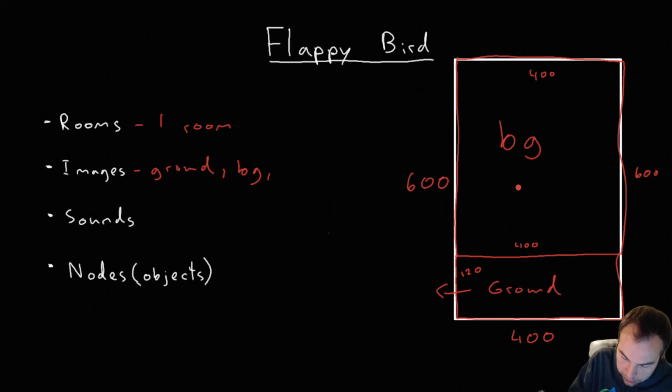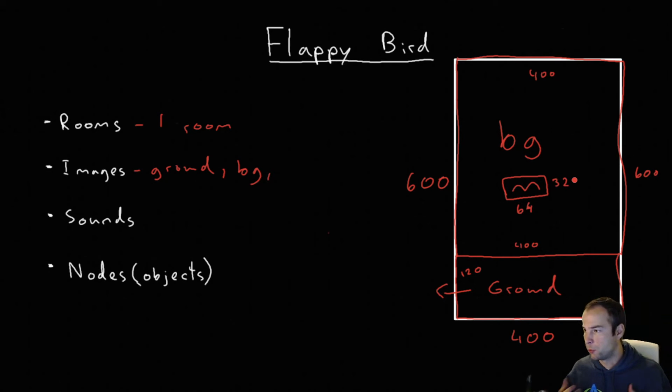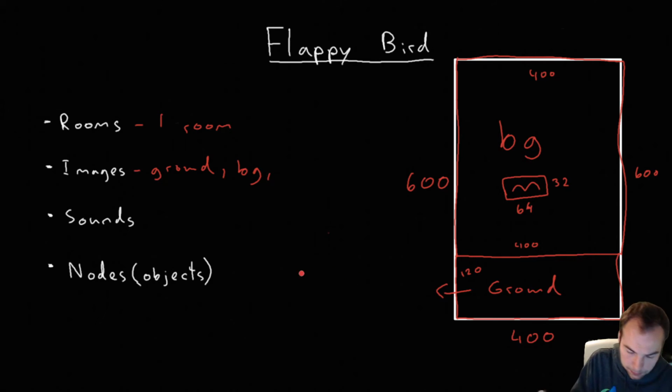Next, we had the bird. So I'm just going to draw a bird like that. I think the size for him, we'll have to experiment with different sizes, but probably something along the lines of maybe 64 pixels this way and 32 in height. We'll try this. If it's too big or too small, we can always make it smaller or bigger.